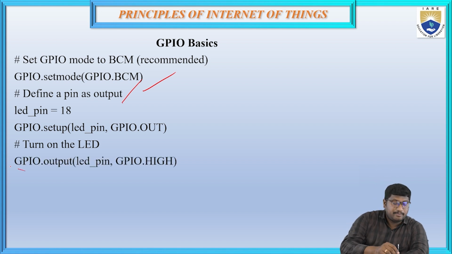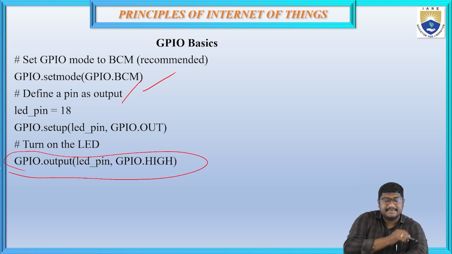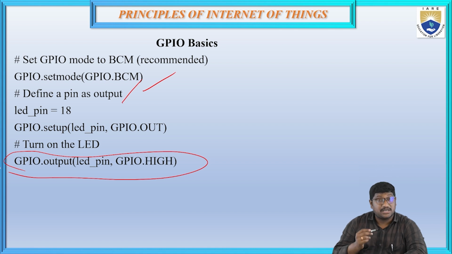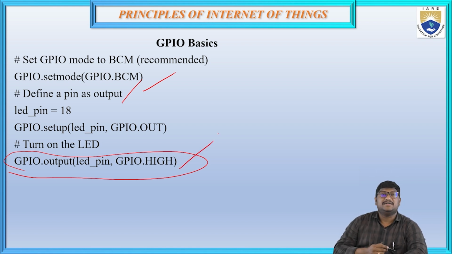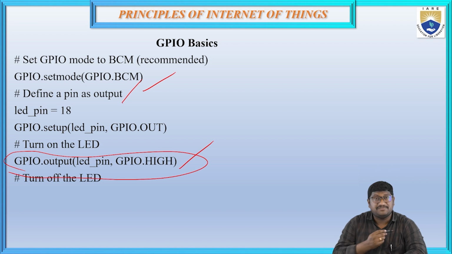This was the program which has to be written in Python. GPIO.output(LED_pin, GPIO.HIGH). That was the statement which has to be written in the Python programming language. Exactly this one. And now, how to turn off the light.